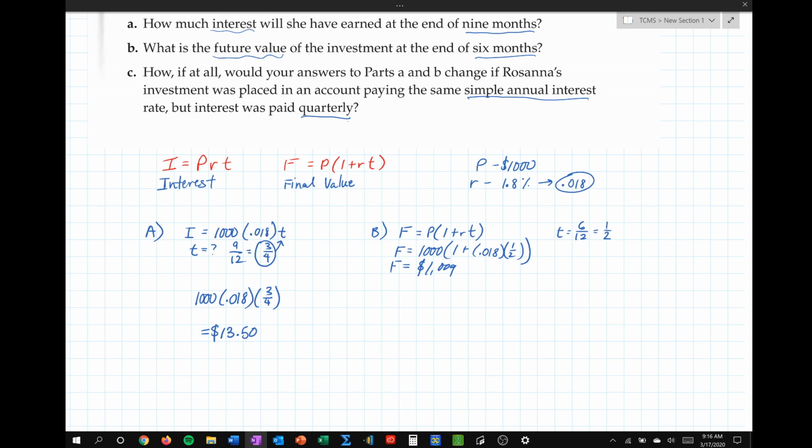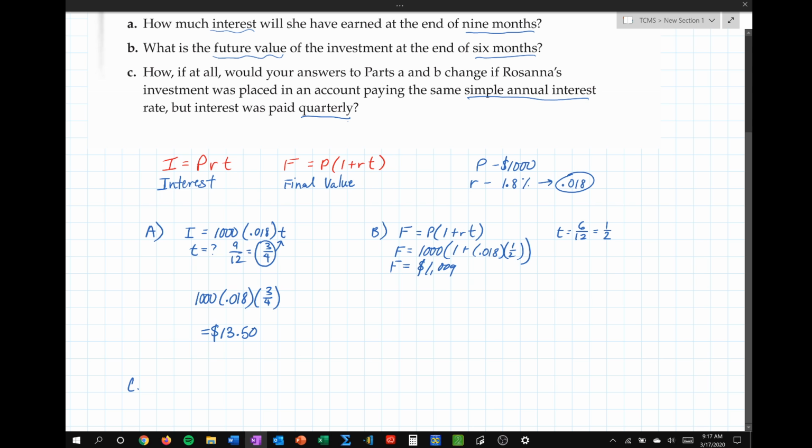Okay, and so that's essentially what part C is about. So it wants us now to go through parts A and B on her initial investment and the same annual interest, but what if the interest was paid quarterly? Okay, well, let's take a look at that.